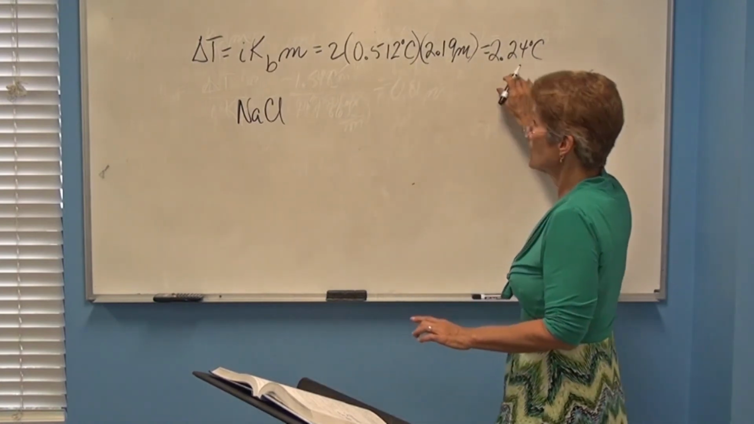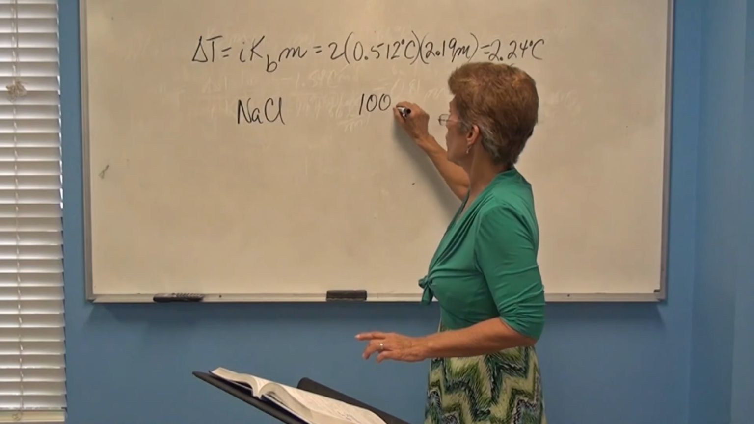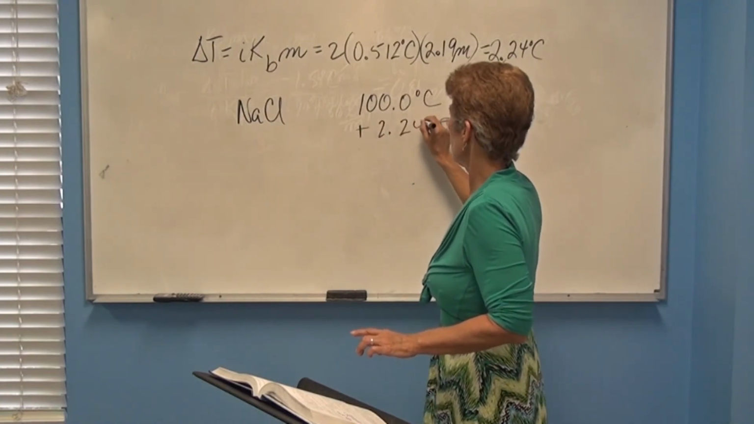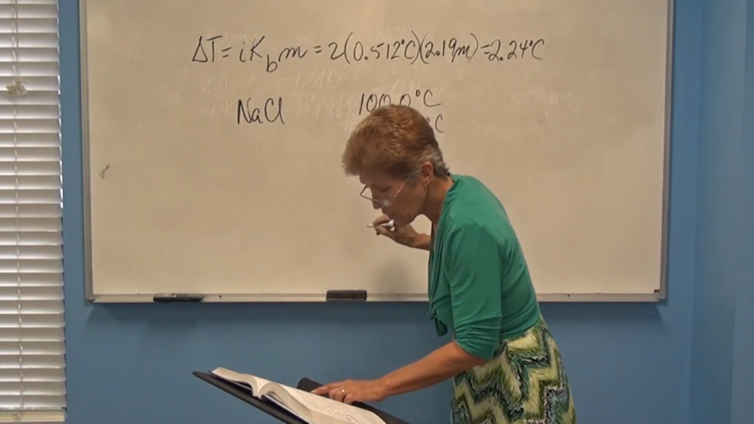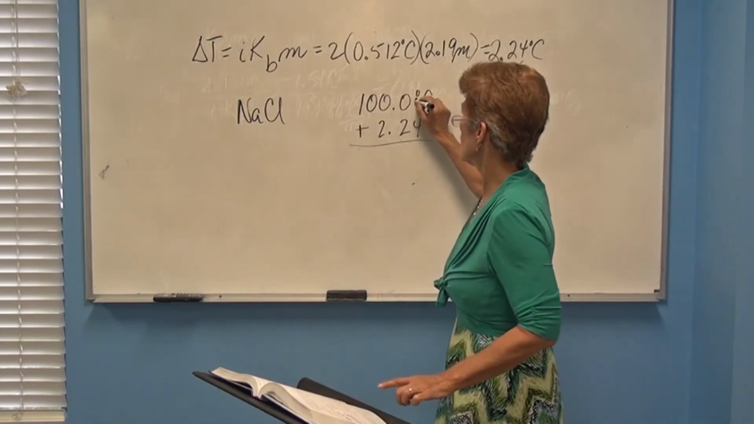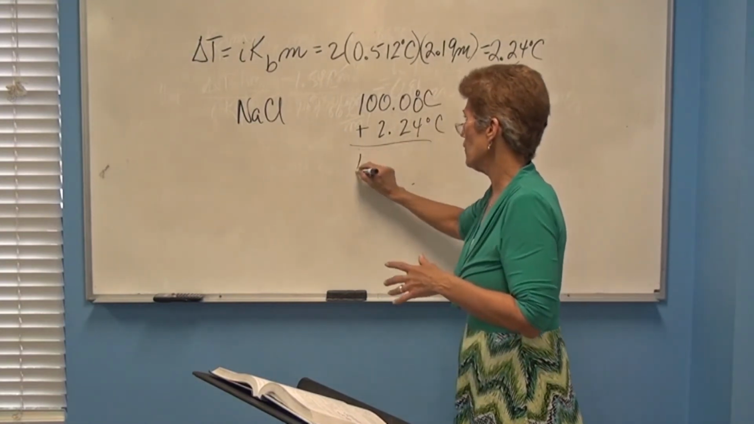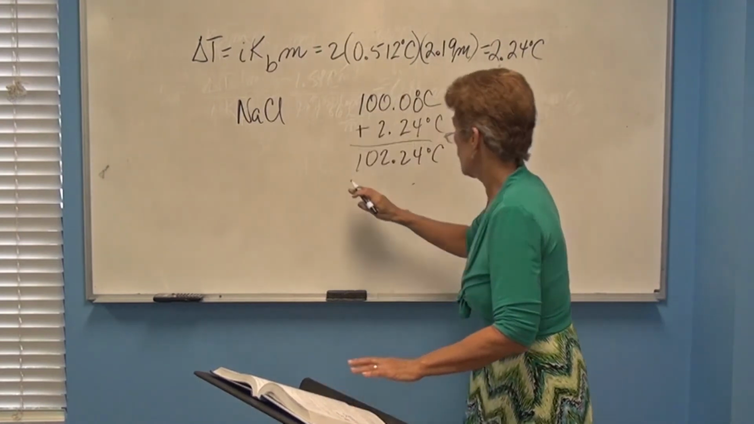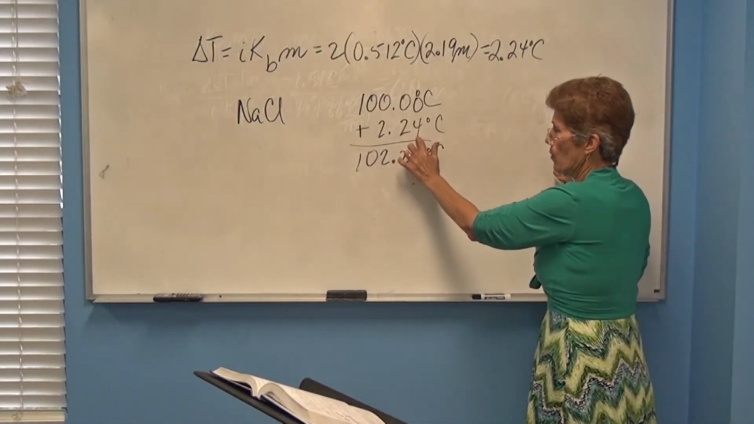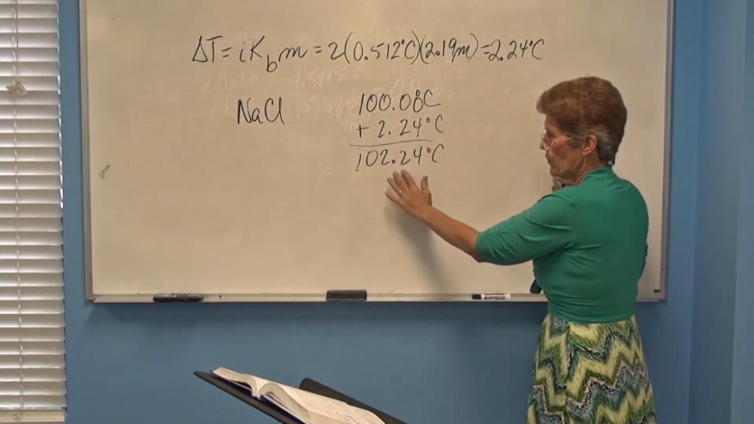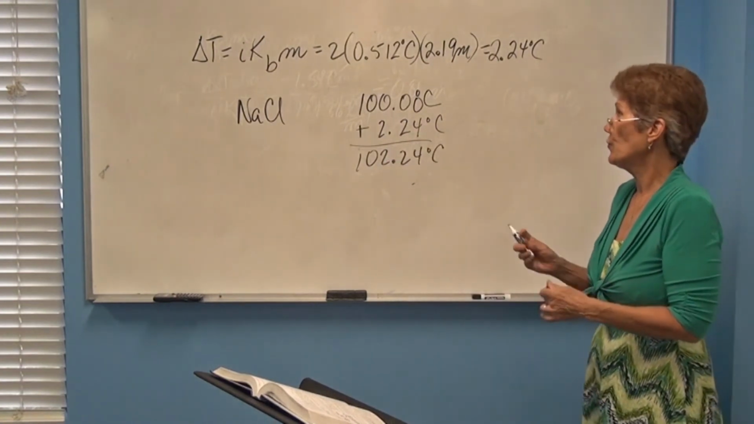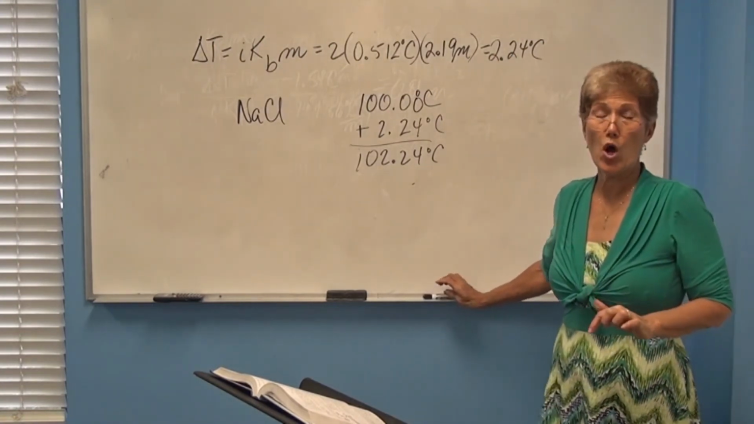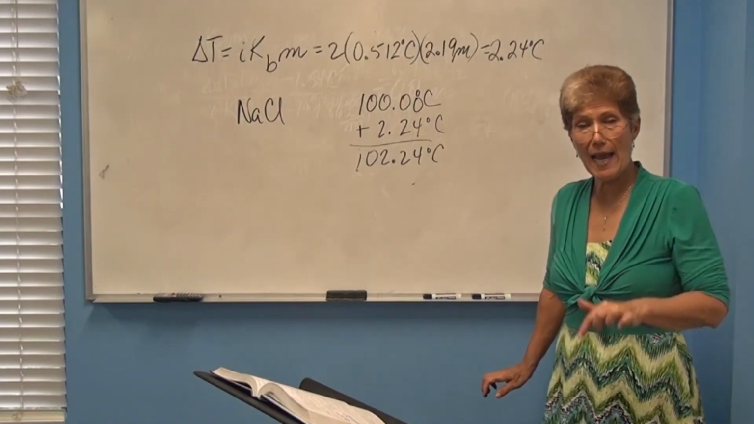And so that is the change in temperature. We know that water boils at 100 degrees Celsius. So we're going to add our 2.24 degrees Celsius to it. And this 100 is supposed to be exact. It has an infinite number of significant figures. So because of that, we take our precision from this one. So that would be our answer, 102.24 degrees Celsius. Don't stop at this point on your test. Your answer will be wrong. Make sure you answer the question he asks you.